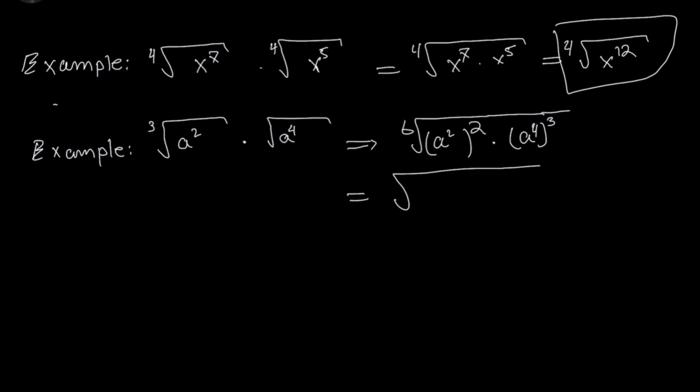So let's simplify that. Degree 6, our index number 6. So a to the power 2 to the power 2 will become a to the power 4, times a to the power 4 times to the power 3 will become a to the power 12. And we can simplify that further. So index is 6. So a to the power 4 and a to the power 12, if they multiply together, will give a to the power 16.